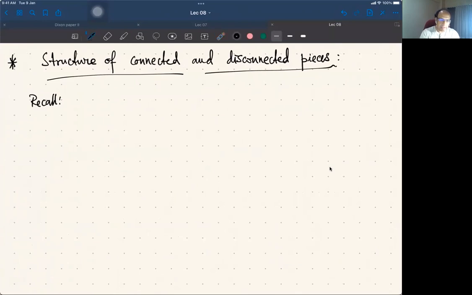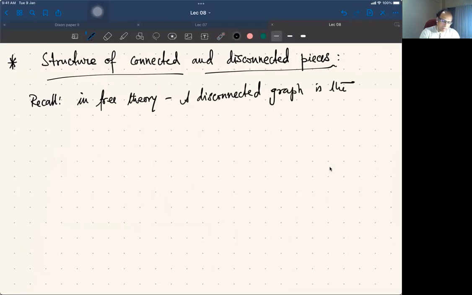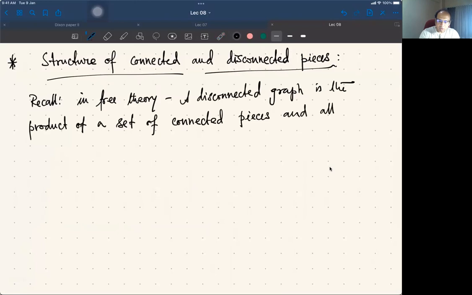So a disconnected piece, so in free theory, a disconnected graph is the product of a set of connected pieces and all possible.